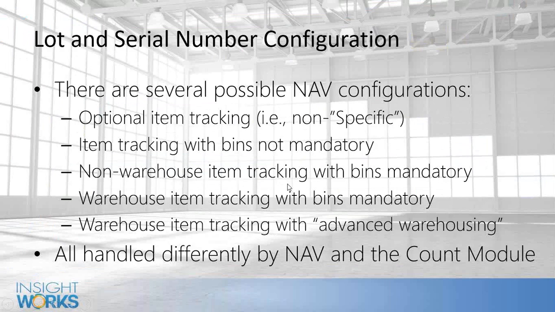You can turn it on with bins mandatory, but non-warehouse item tracking, which means that I know I've got 10 serial numbers of this item in stock, but I don't know which bins they're in. And then we can also turn it on with bins mandatory, and I know I've got 10 serial numbers, and they're located in these 3 bins. I know exactly which serial number or lot number is in each bin. And then finally, there's warehouse item tracking, so we know which serial number or lot number is in which bin, and we're also using the directed put-away and pick functionality.